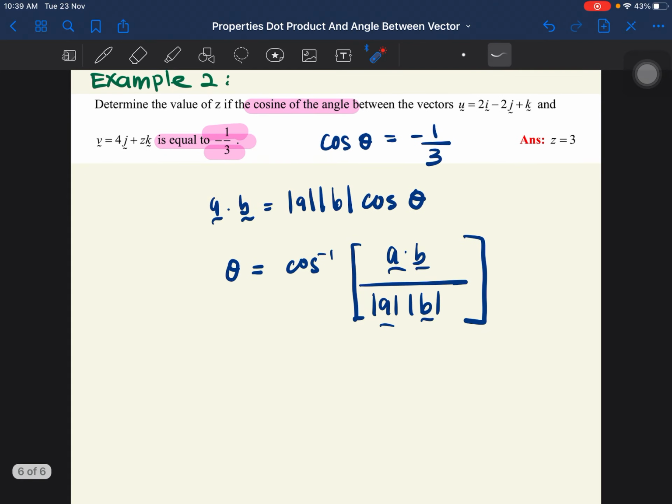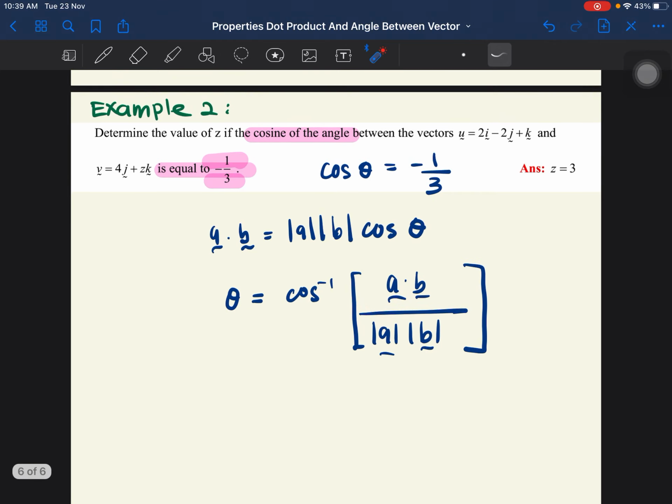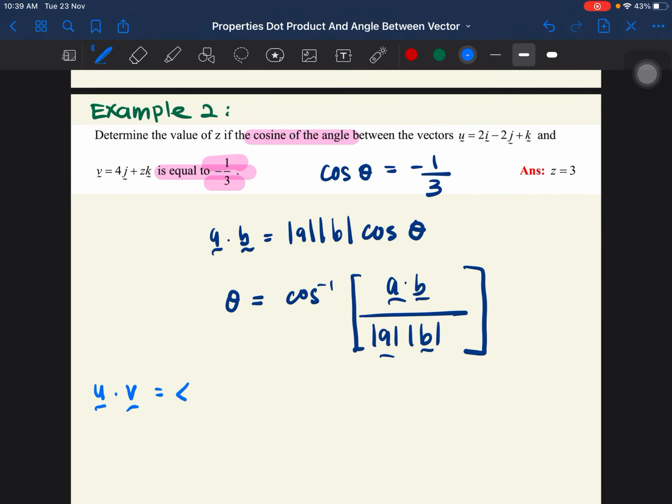Okay, so first what we need is the dot product between the two vectors. In this example, they are using vector u and vector v. So first we need to find the dot product between u and v. u is equal to (2, -2, 1), dot with v, which is equal to (0, 4, z).